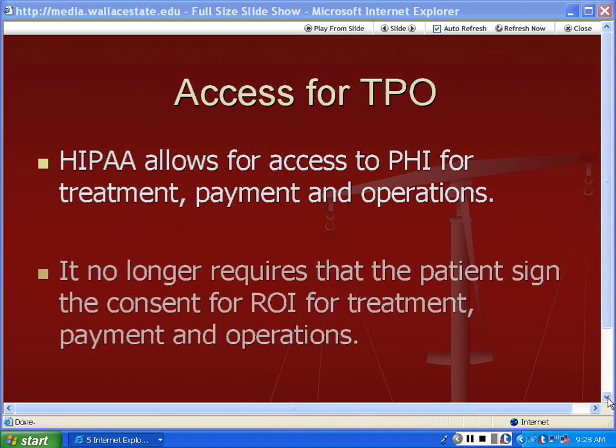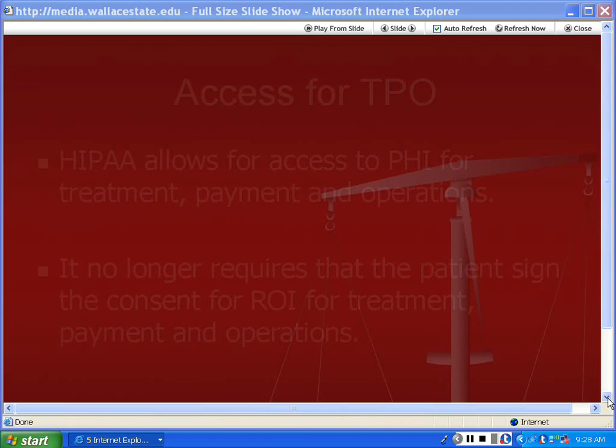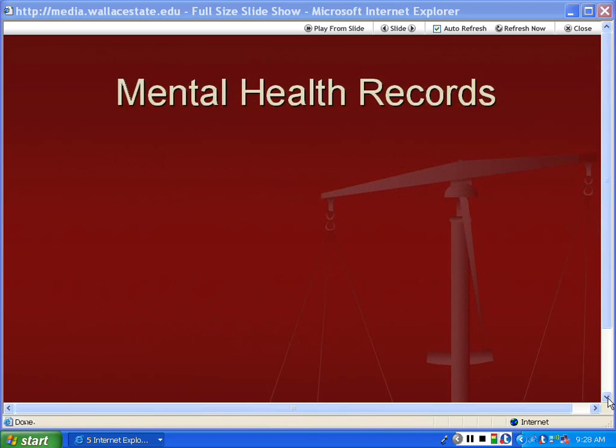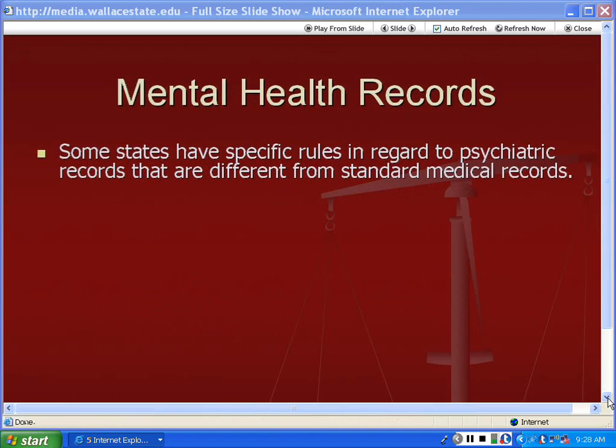Now, mental health records. Some states have specific rules or specific laws in regard to psychiatric records that are different from standard medical records. And usually it's in addition. You have your laws for your standard medical records, and then there are additional rules and regulations for mental health records or psychiatric records.